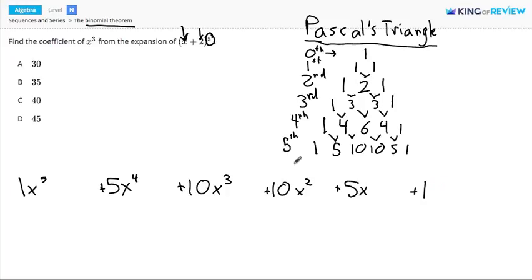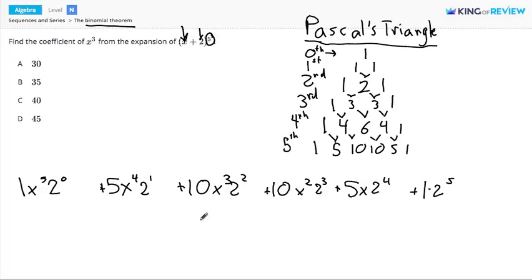Then we go to the second part of the binomial, the 2. We start out with 2 to the 0. So we go in reverse. We start out with the 0 power. Then we go 2 to the 1st, 2 to the 2nd, 2 to the 3rd, 2 to the 4th, and 2 to the 5th.